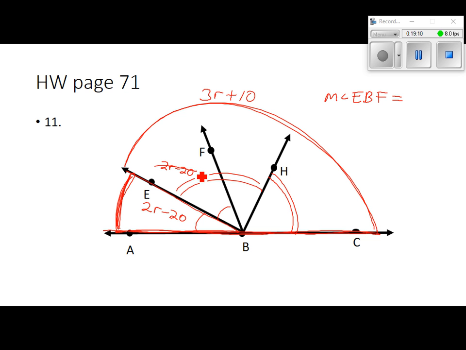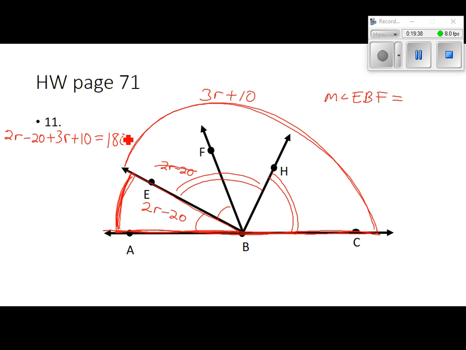So what are we gonna add together that should equal up to 180? Tell me what to write down. EBC plus. Tell me the numbers. 2R minus 20 plus 3R plus 10 should equal what? 180. Write that down on your paper there and solve it.